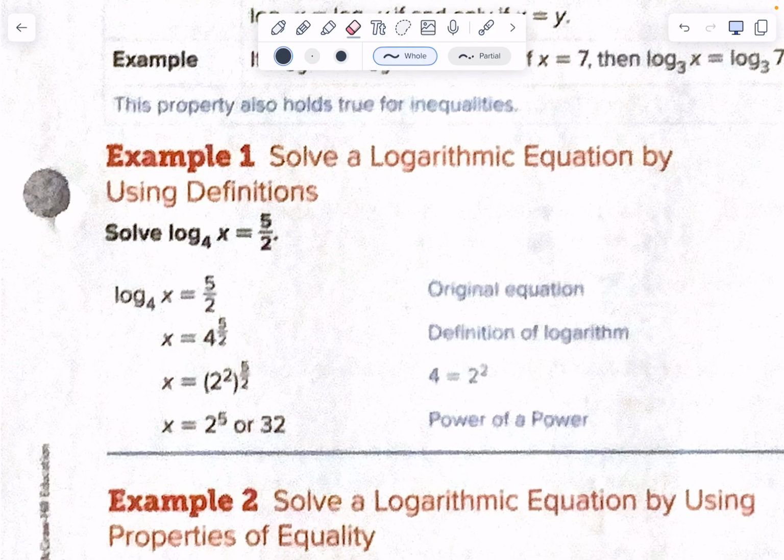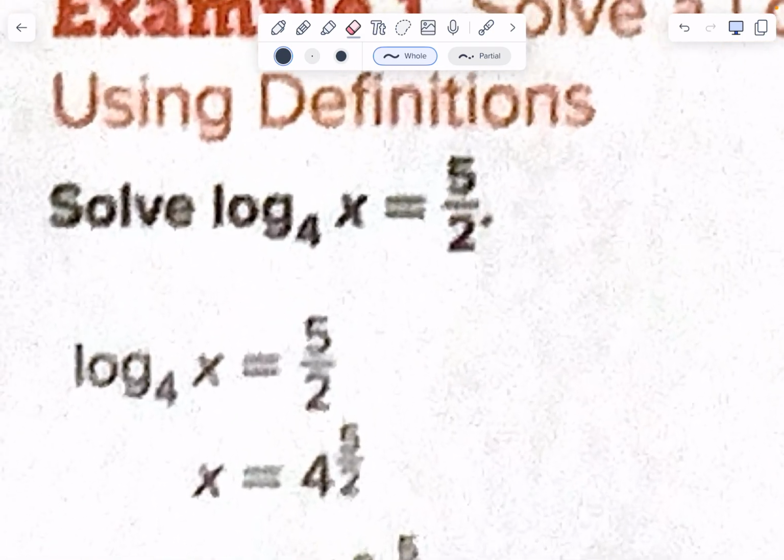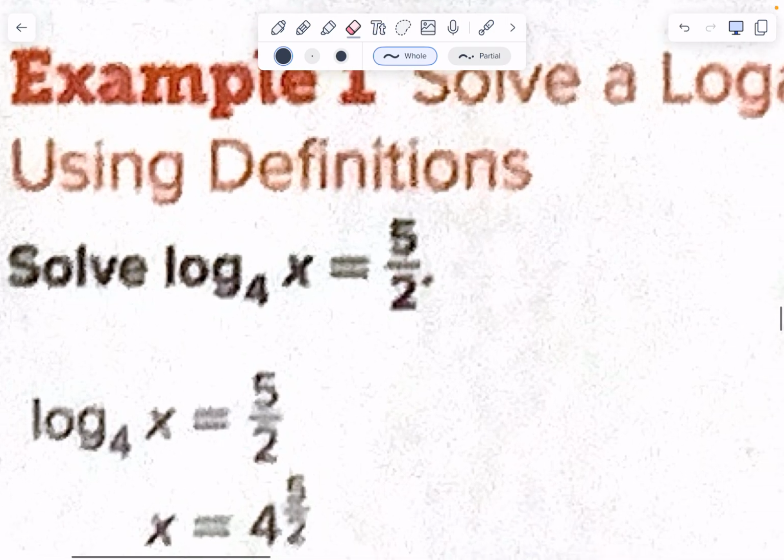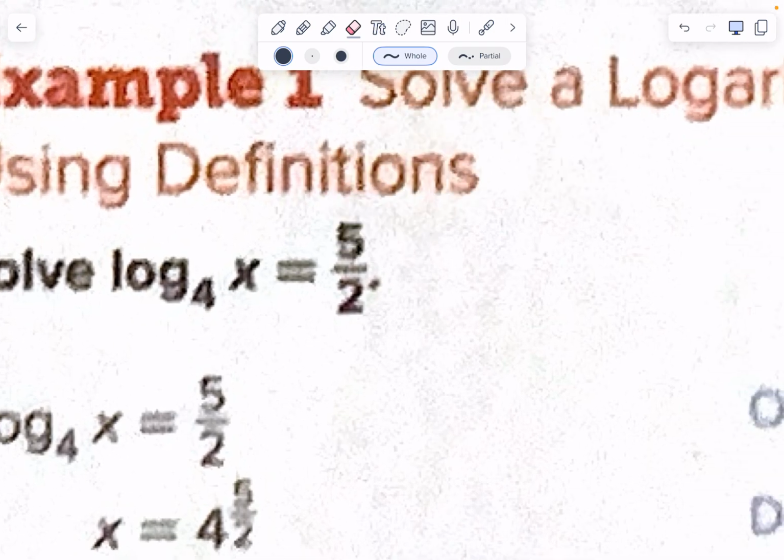Go to example 1. All right, here is rule number 1 when it comes to interpreting logs. Are you ready? If you get stuck in log land and you cannot do anything else, you change him to exponential land. So on example 1, I have no idea how to solve this thing. So what I'm going to do is I'm just going to play around with it and see if I can come up with something. I'm going to switch him to exponential land.